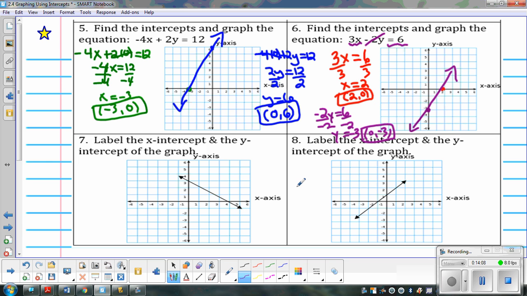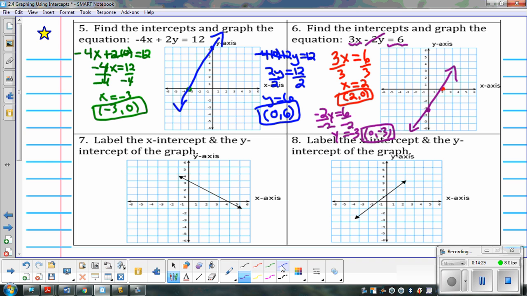So now to find the y-intercept, we take the y term, negative 2y, and set it equal to 6, divide by negative 2, the y-intercept's at negative 3. And then it should be a rising line with an x-intercept of positive 2 and a y-intercept of negative 3. Take a moment, soak that in, make any corrections you need.